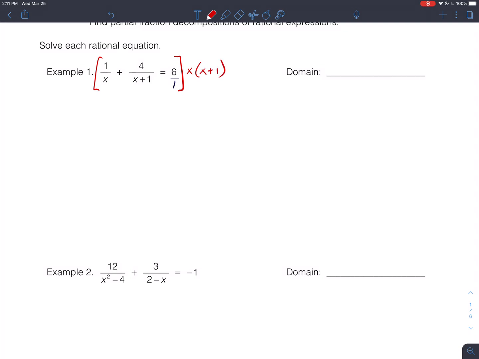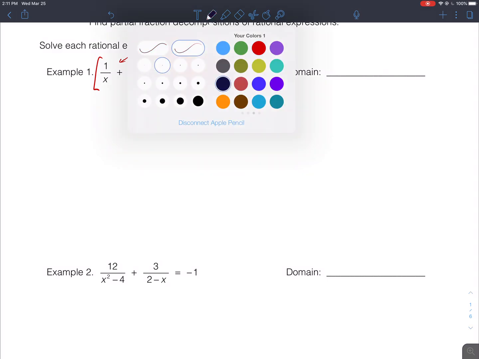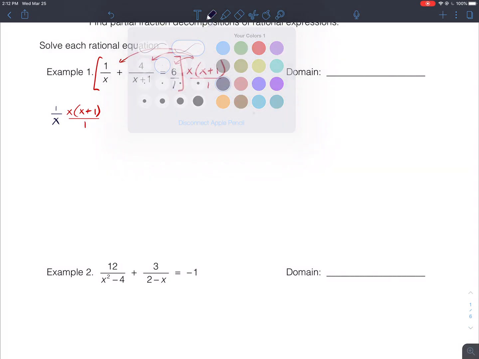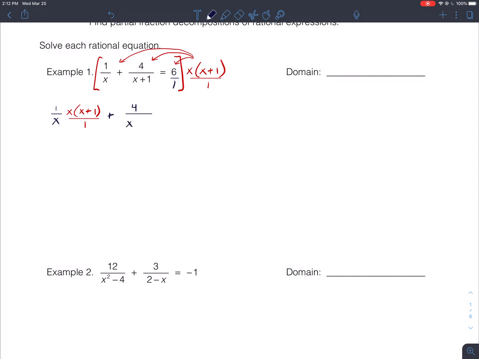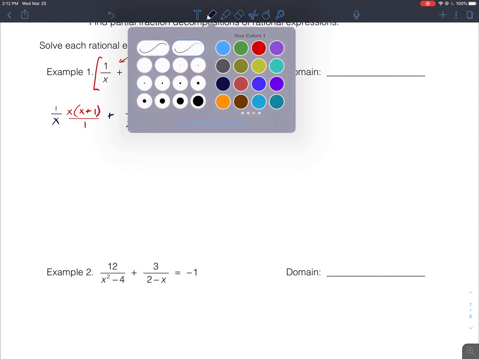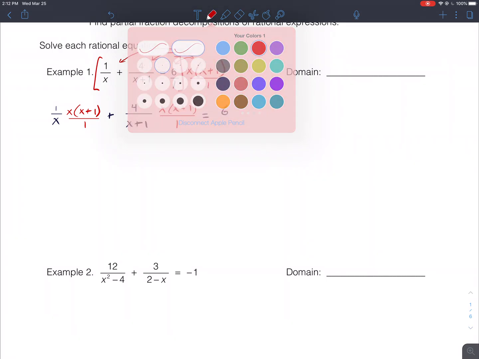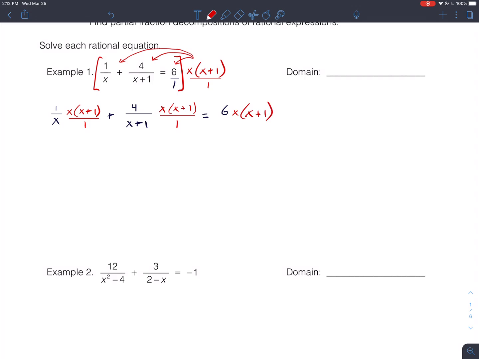All right? And what happens is I'm going to multiply this common denominator into all three fractions. So I get, the original statement was 1 over x times x times x plus 1. If that confuses you, you can put this over 1 also, plus 4 over x plus 1 times x times x plus 1 over 1. And it equals 6, and I'm not going to put it over 1, I'm just going to leave it as 6, times x times x plus 1. All right? So it's multiplied into all three pieces.